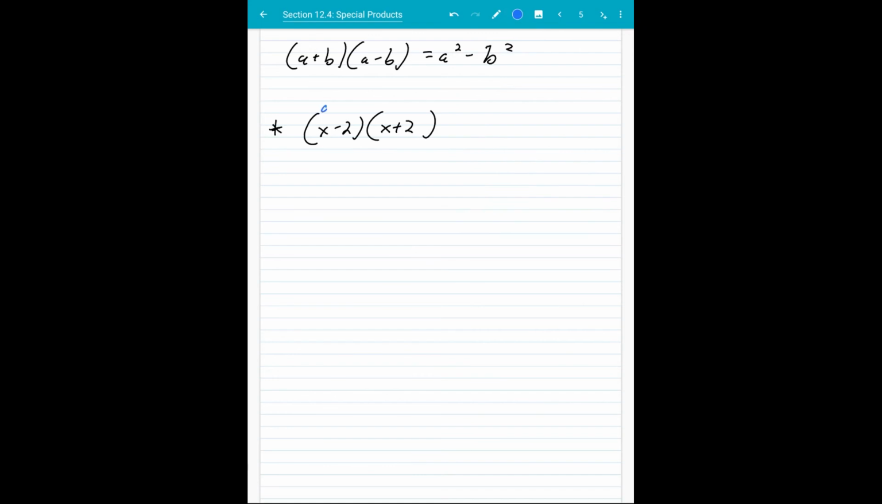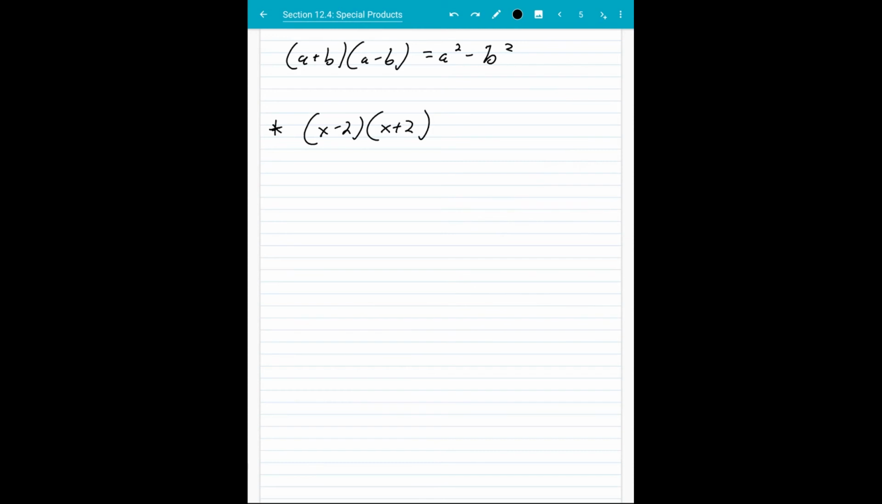Notice this is a and b, this is a and b. Essentially, this term and this term are the same, and this term and this term are the same. The only difference is there's a minus and a plus sign between them. So everything's the same except there's a minus and a plus.